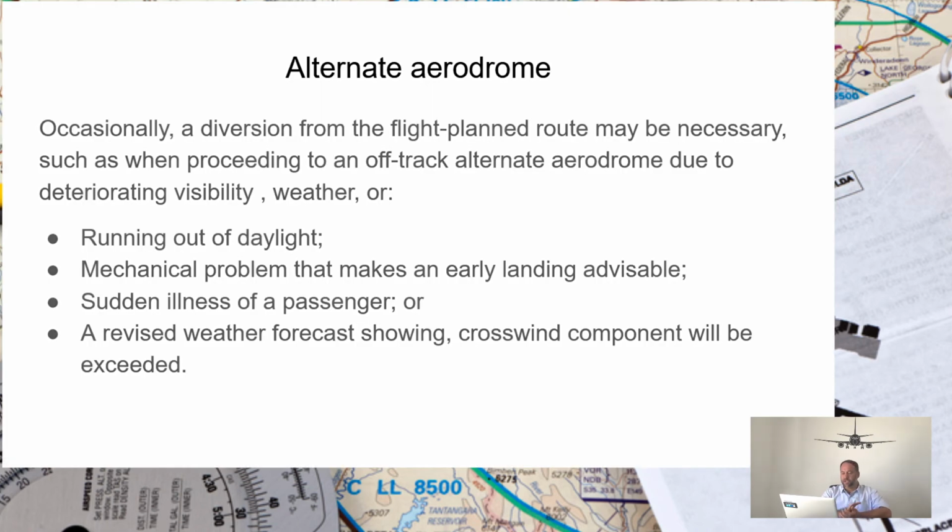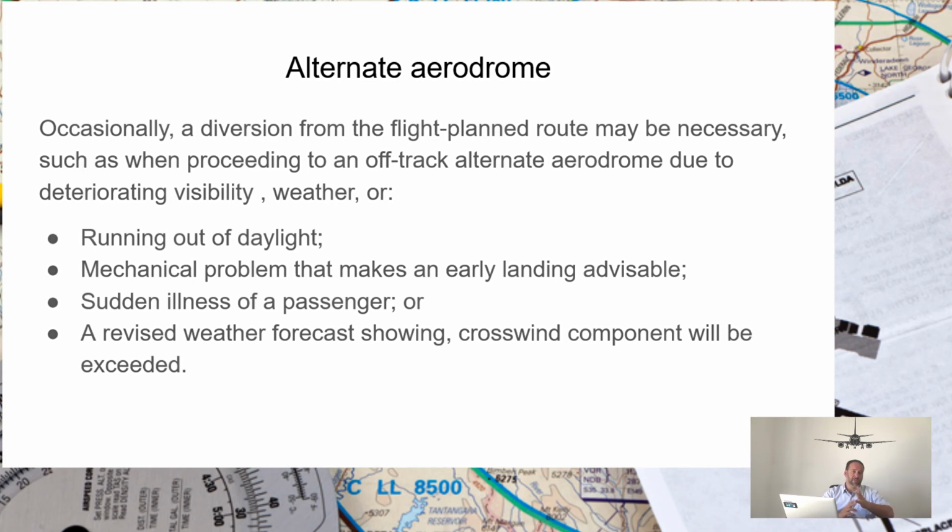Alternate airdrome. Occasionally a diversion from the flight planned route may be necessary, such as when proceeding to an off-track alternate airdrome due to deteriorating visibility, weather, or running out of daylight. Mechanical problems that make an early landing advisable. Sudden illness of a passenger. Revised weather forecast showing crosswind limits will be exceeded.